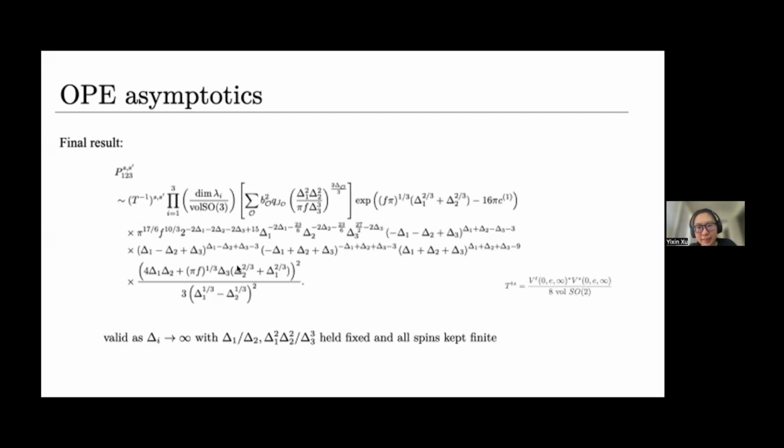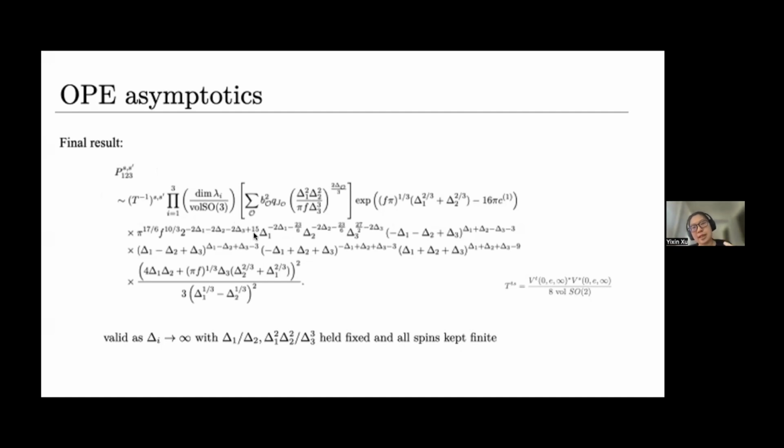Maybe I should unpack the right-hand side a little bit. So this T tensor is basically a product of two three-point structures. And the dimensions of the lambda i's are the dimensions of the operators; we're assuming that the three operators transform as lambda 1, lambda 2, lambda 3 under SO(d). And this is basically the full-fledged form of the OPE asymptotics.